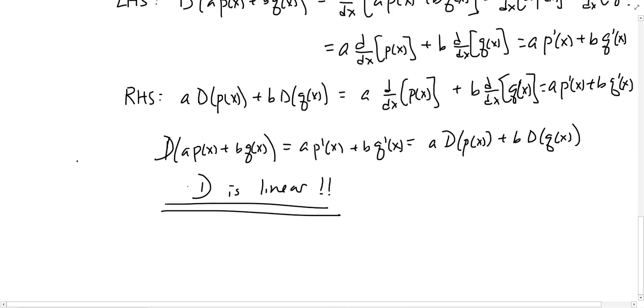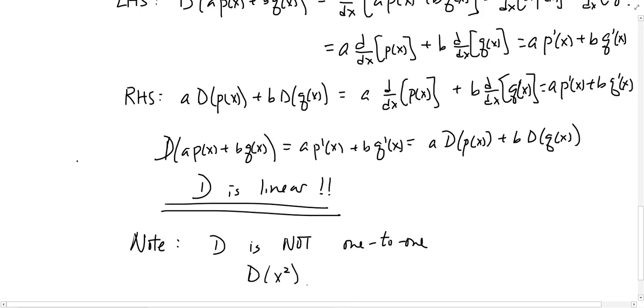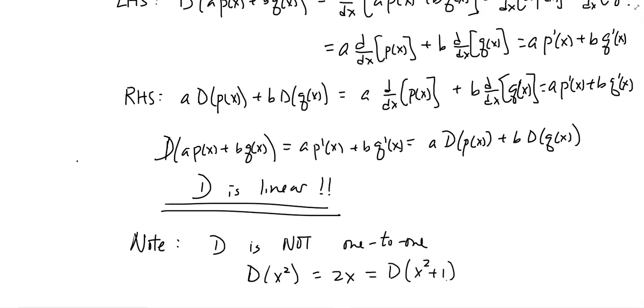So in this case, is D one-to-one? Note, D is not one-to-one. As a matter of fact, a lot of you already know this. D is not one-to-one because if I apply the differential operator on the polynomial function x squared, I'll get 2x, which is the same as if I apply the differential operator on x squared plus 1. Both of these functions give me the same exact output, which is 2x. But they are not the same function to begin with. So therefore, D is not one-to-one.